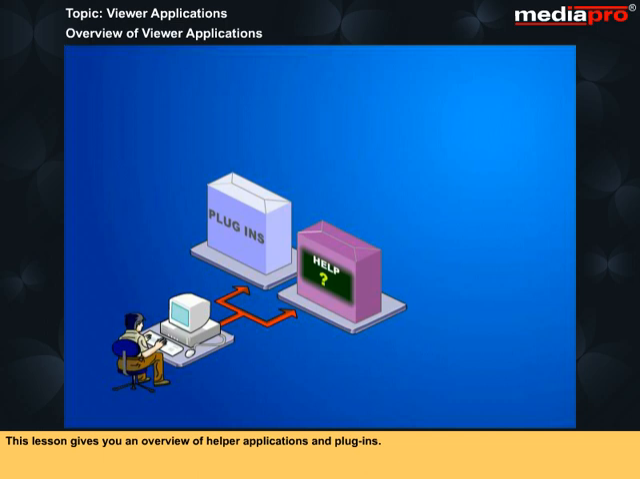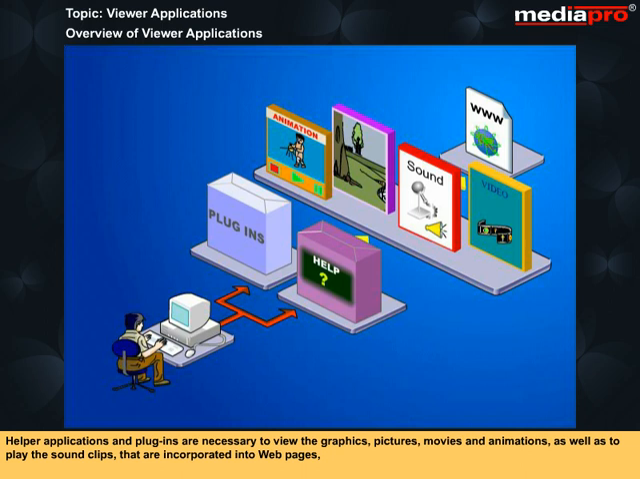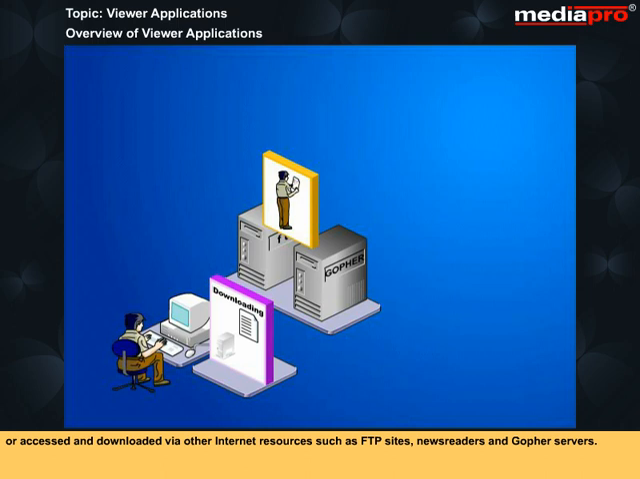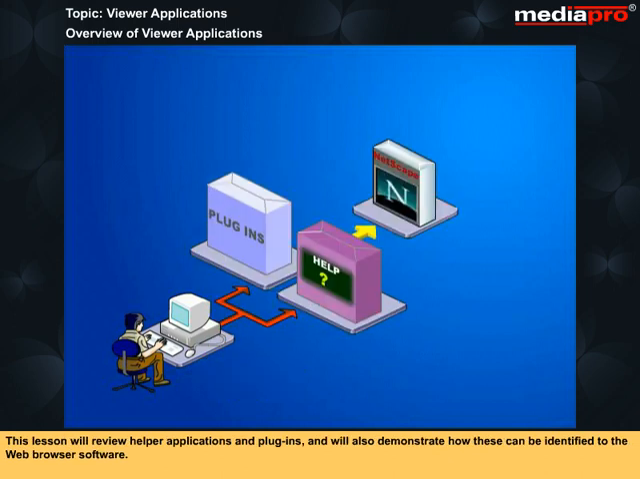This lesson gives you an overview of helper applications and plugins. Helper applications and plugins are necessary to view the graphics, pictures, movies and animations, as well as to play the sound clips that are incorporated into web pages, or accessed and downloaded via other internet resources, such as FTP sites, newsreaders and Gopher servers. This lesson will review helper applications and plugins, and will also demonstrate how these can be identified to the web browser software.